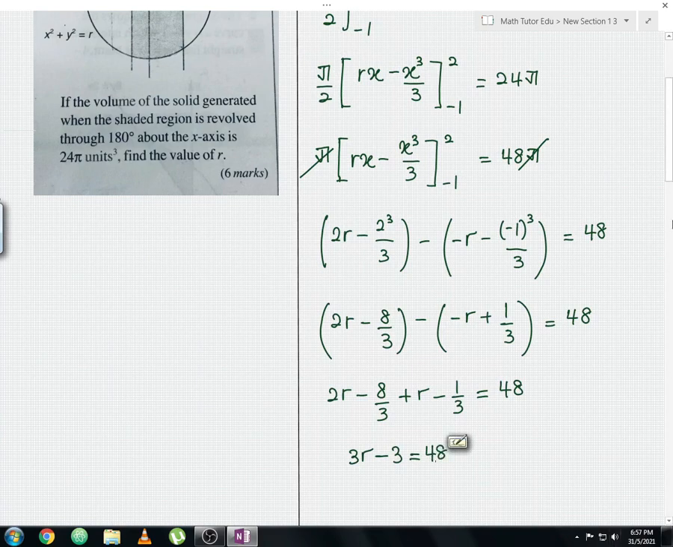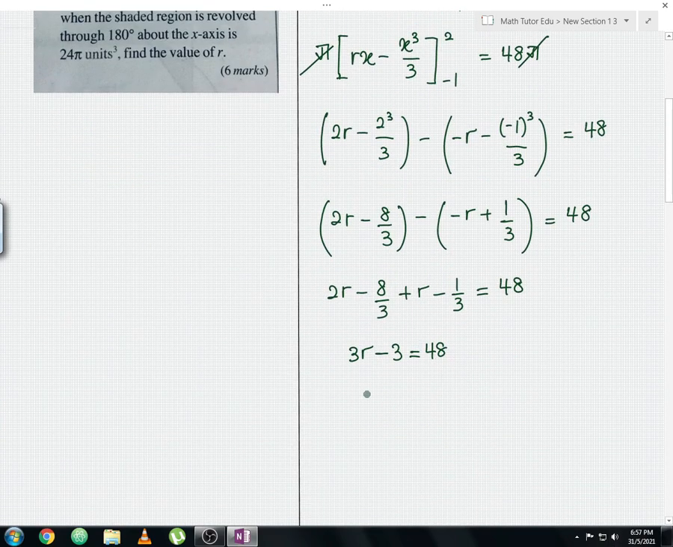So from here you get 3r is equals to 51. So from here 48 you plus with 3, so this negative 3 from the left hand side you move it over to the right hand side, so that's how you get the 51 over here. From here 3r is equals to 51. So to get r, what you do, 51 you divide with 3. So from here you should get your r is equals to 17. So this is your final answer, guys. Okay, let me underline the solution for this question.